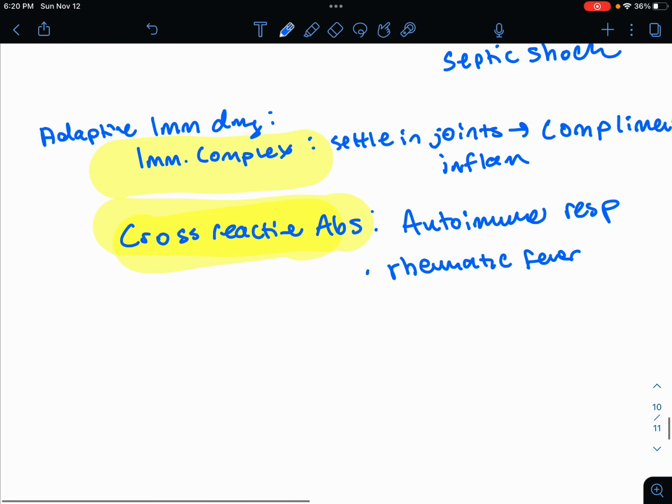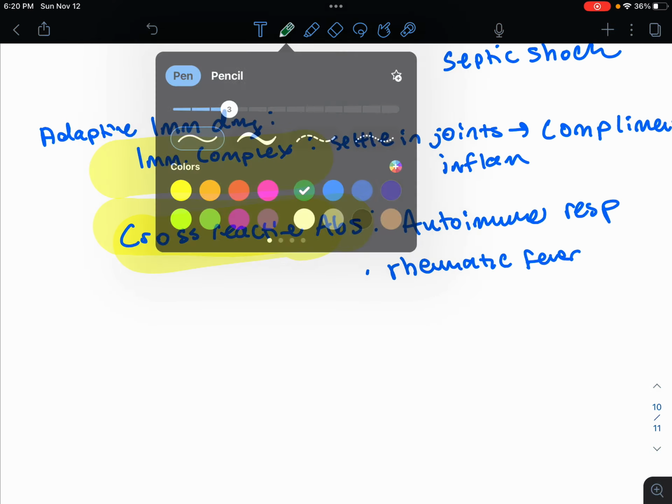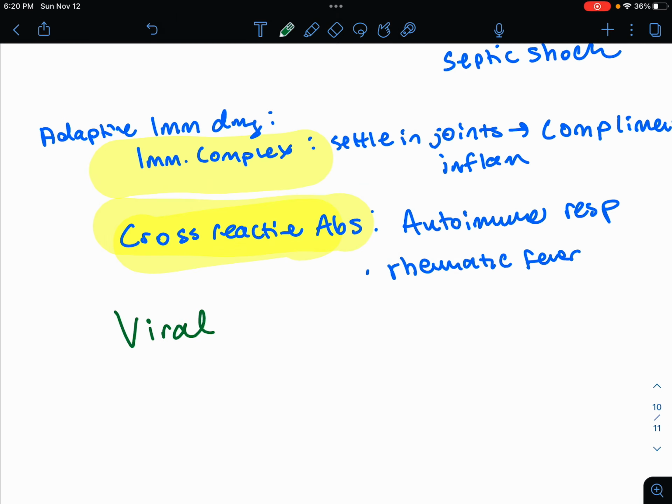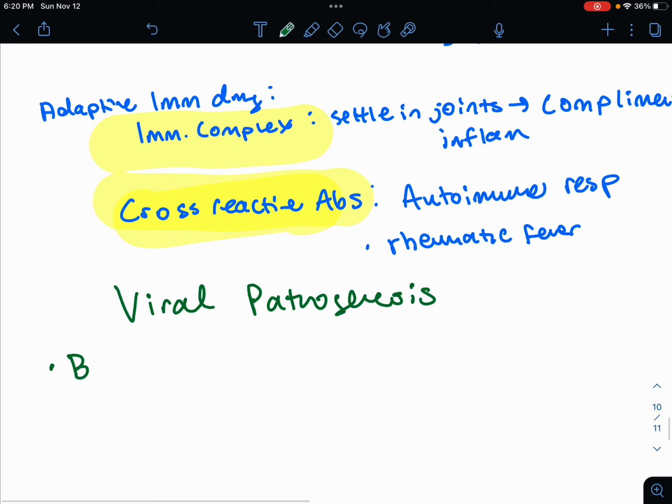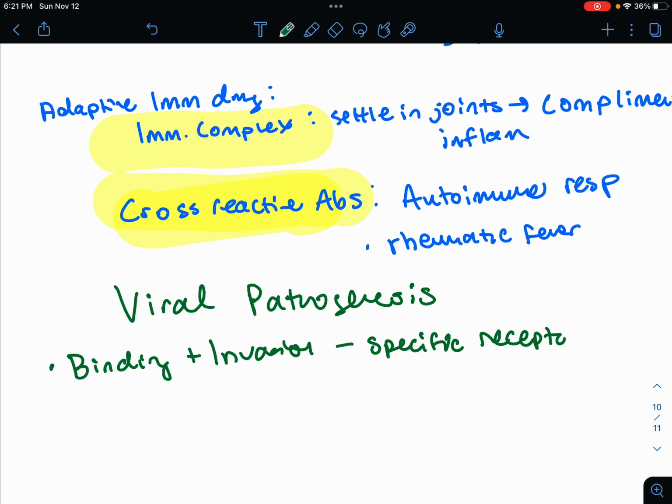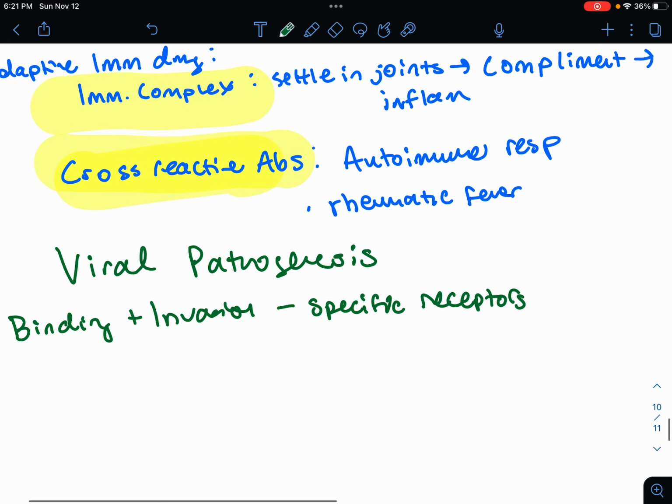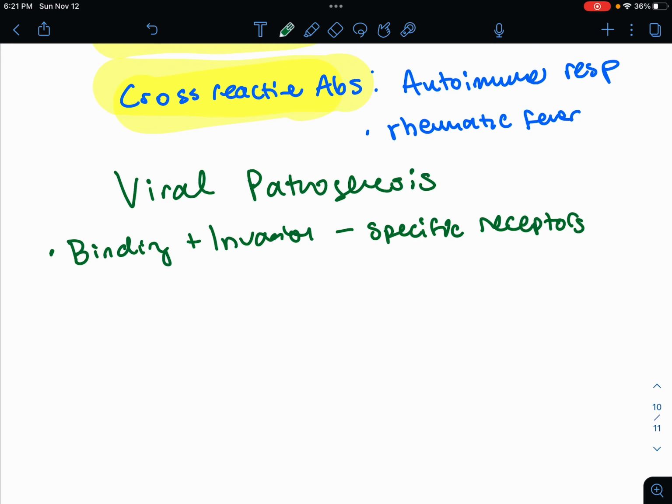Viral pathogenesis. So now let's talk about viruses really quickly at the end here. There's going to be, of course, that stage of binding and invasion via the specific receptors. Again, they need to hijack the cell, but in order to hijack the cell, you need to bind to it and then insert the genome, the package.